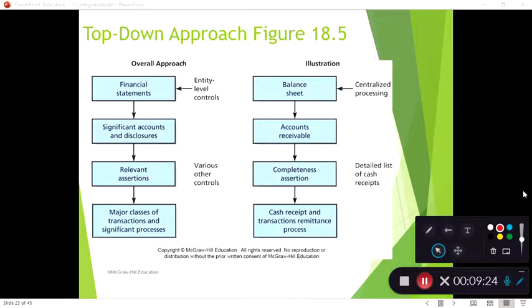All right, so looking at the overall approach here, again, at the financial statement level, we have these entity level controls we're going to look at. We identify significant accounts from there, think about the relevant assertions for those accounts, turn those into audit objectives, right, which is what we've been working on. And that's where we can do control testing here.